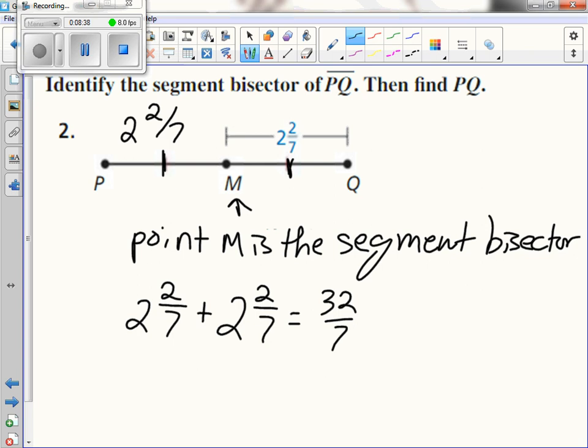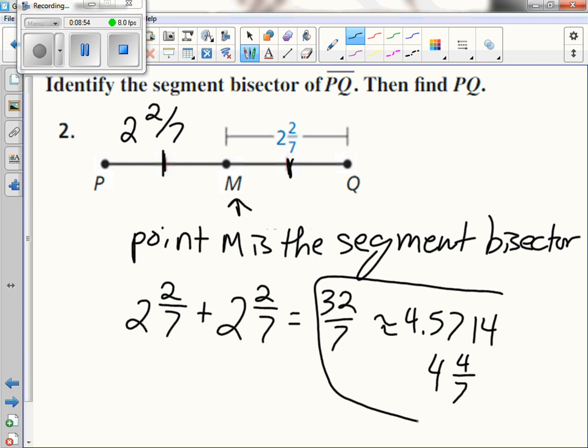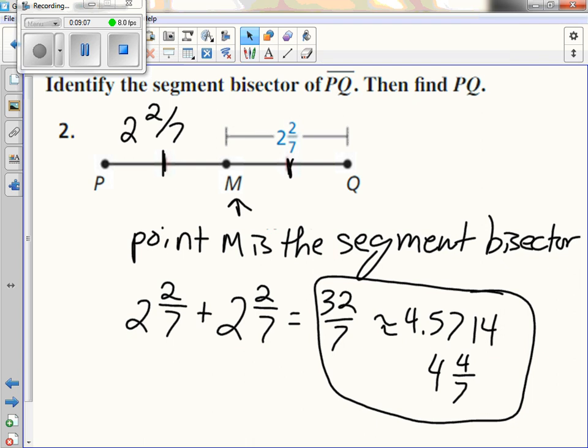32/7, which is approximately 4.5714, and it keeps going on. Or, as a mixed number, it's 4 4/7. Any one of these will work as the correct answer. They're all the same thing. So the length of PQ is 4 4/7, 4.5714, or 32/7. We just have to pick one of those that we want to use. And that's all we have to do for this one here.